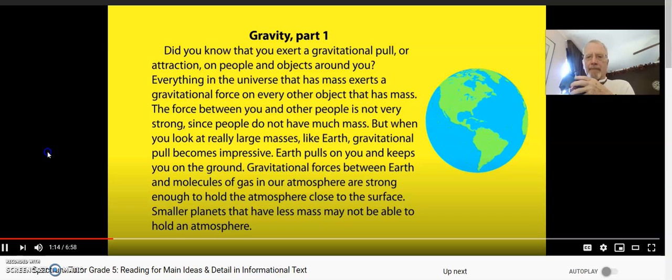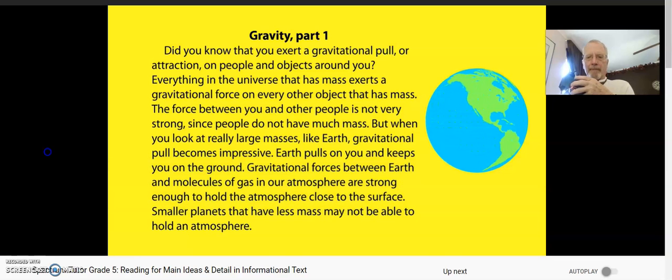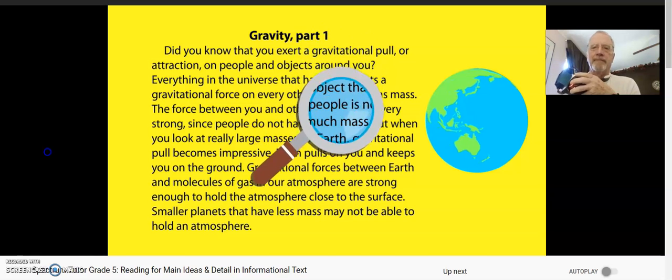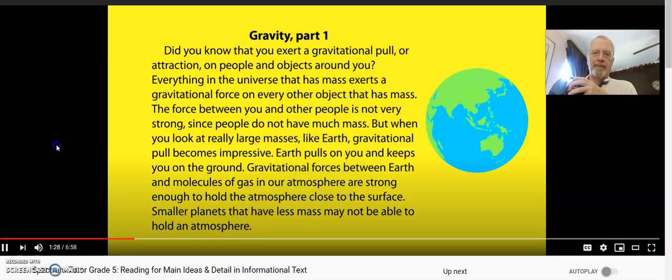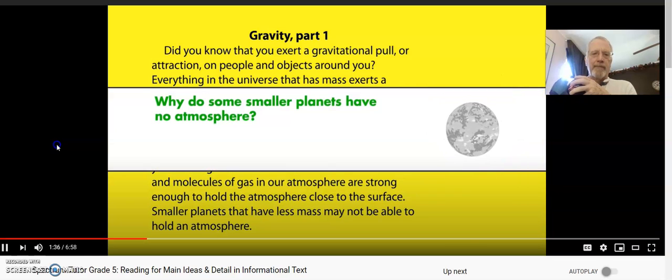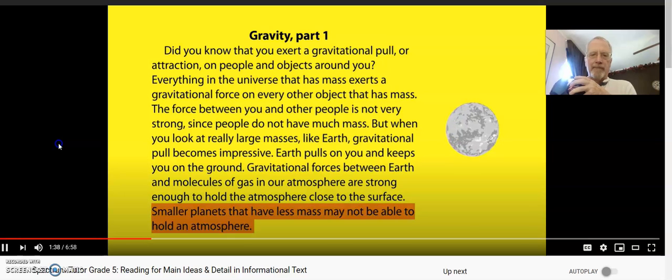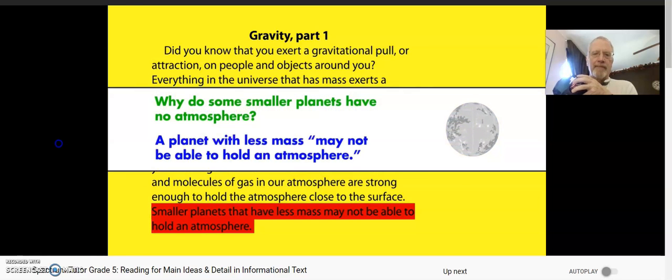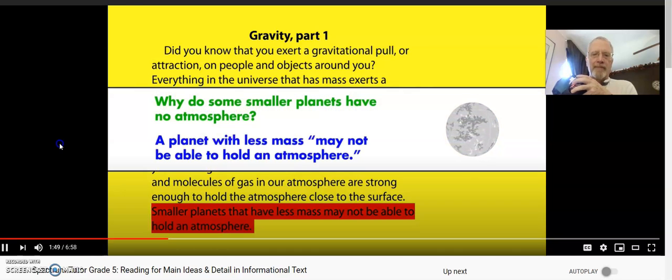You might be asked to answer questions about a text during class, for a homework assignment, or on a test. You can find the answers to most questions by looking closely at what the text says. Look at details in the text to help you answer questions. For example, you might be asked, why do some smaller planets have no atmosphere? Evidence in the text gives you the answer. Quote the evidence when you answer the question. A planet with less mass may not be able to hold an atmosphere.